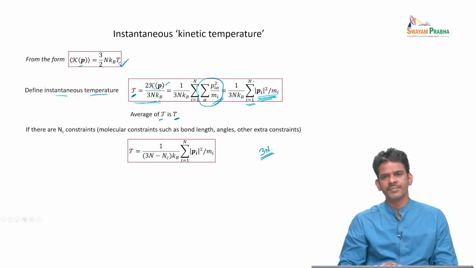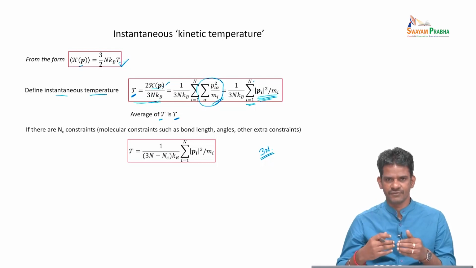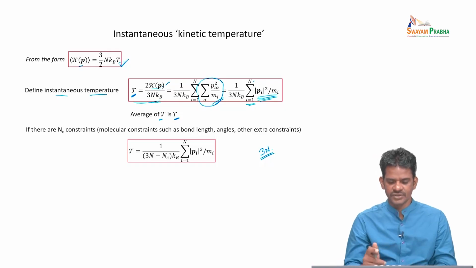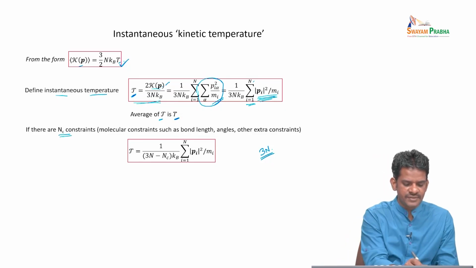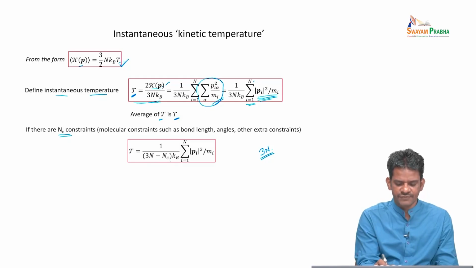So, in all these cases, we took the number of degrees of freedom to be 3n, which is true for an atomistic system. On the other hand, if you have a molecular system where there are certain constraints in terms of bond angle and bond length, the number of degrees of freedom may be less than 3n. So, suppose you have nc constraints, then the total number of degrees of freedom will be 3n minus nc. That is what is reflected here.